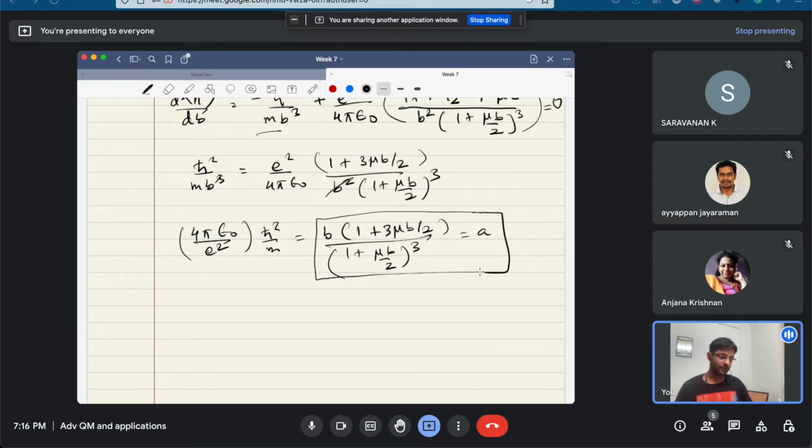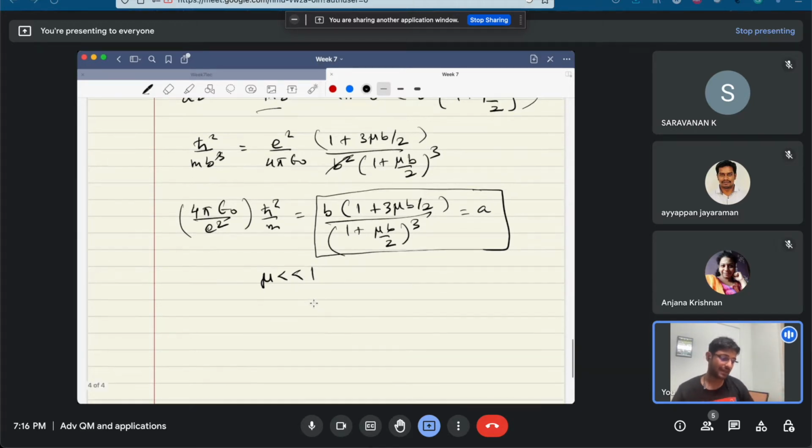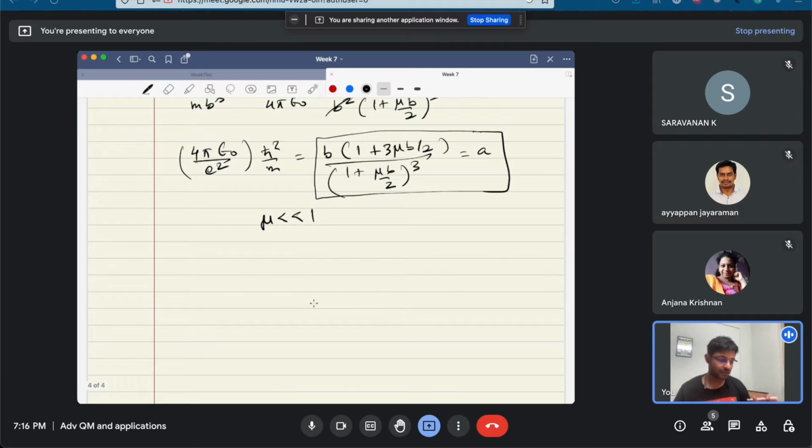And to solve this we have to take an approximation that mu is very, very smaller than 1, because this is a cubic equation and it can get difficult to solve. So to get a simplified solution to it, we consider mu to be very much less than 1. So we can use the binomial expansion for that matter. Now we have b times 1 plus 3 mu b by 2. Let me just check if I'm heading in the right direction. Yes.